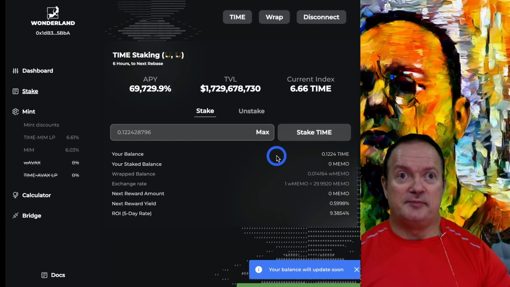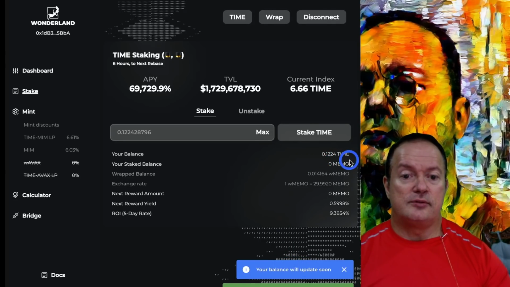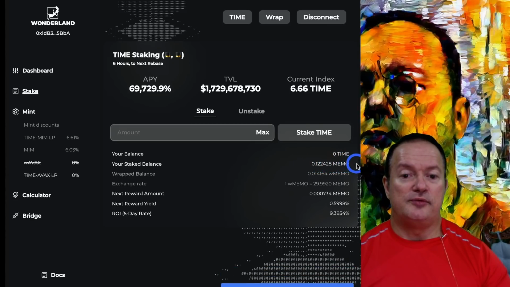It should compensate. Okay. So your balance will update soon, it says. Hope so. There we go. See, now we have 0.112428 MEMO. Our time token's gone, and now they're MEMO tokens, which means they're earning yield. Good enough. Now we want to wrap them.